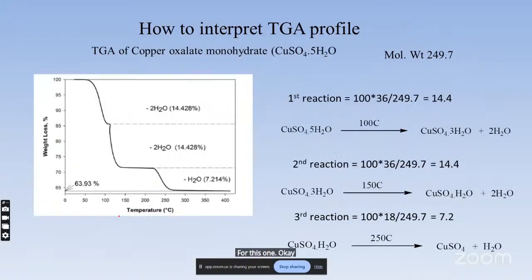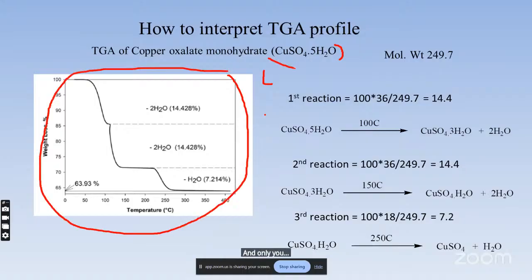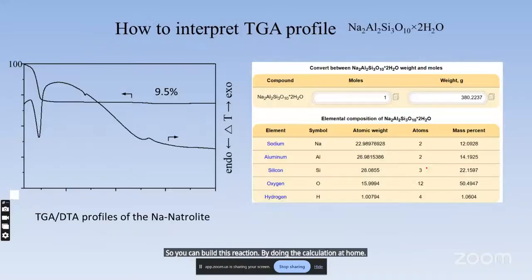Okay. Similarly, you can use any other compounds and you can build the reactions from this TGA profile. So this will be the example for you. This will be homework for you. You can take a snap of this one, take a screenshot. So this is the profile, and you only need knowledge about this particular formula. So you can build this reaction by doing the calculation at home. You can do it for another compound. Okay.